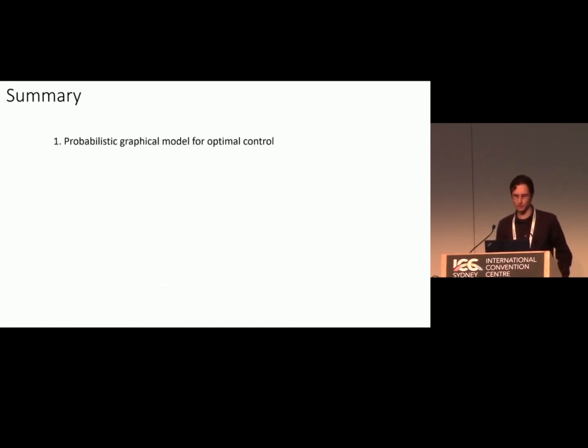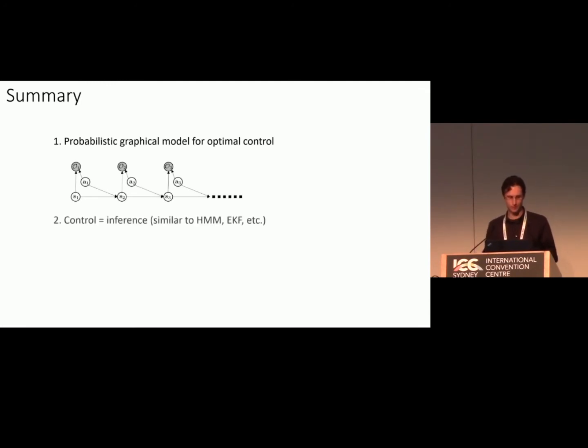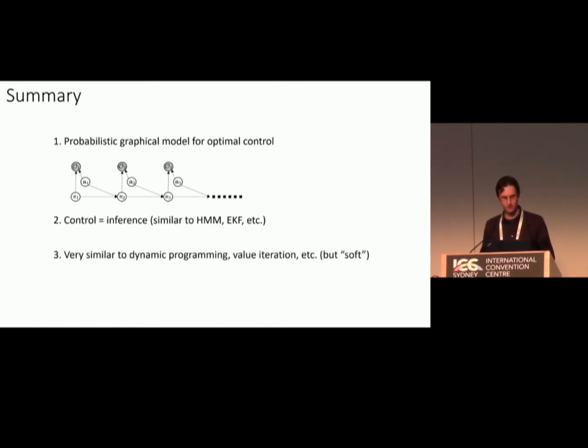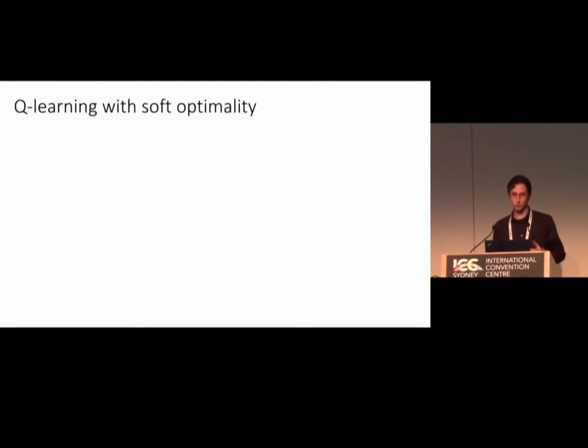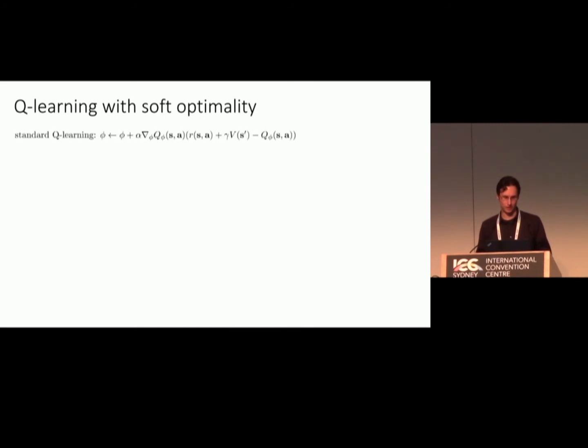All right, so in summary, I discussed how probabilistic graphical models can be used to express optimal control methods as inference in this graphical model. Control here is basically equal to inference. It's similar to HMMs and extended Kalman filters. And it's actually very similar to dynamic programming, value iteration, and Q-learning and so on, but soft. So we can actually do Q-learning with soft optimality.